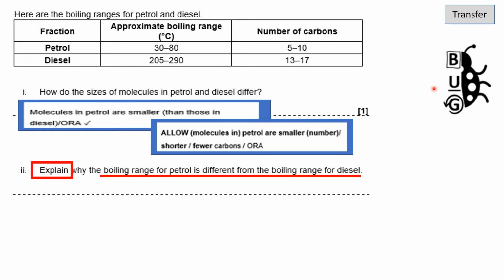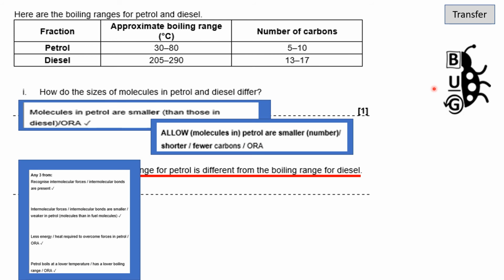Right, I'm trying to explain why the boiling range for petrol, and if I look at that table, the boiling range for petrol is between 30 and 80, is different from the boiling range for diesel, which is between 205 and 290. So the question is, why does petrol have a lower boiling range than the diesel? And this comes back to that core concept, doesn't it? It's something to do with the attractive forces. It's something to do with the energy needed to break those attractive forces or the bonds.